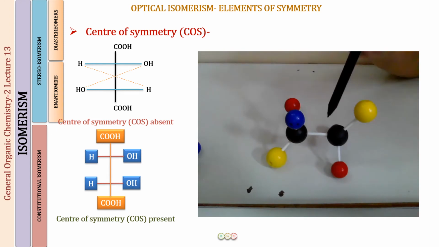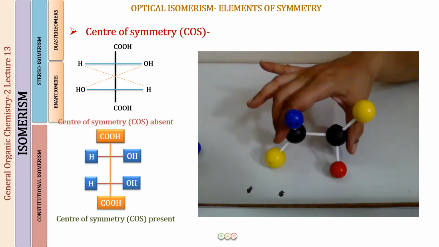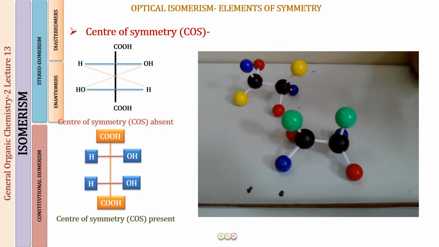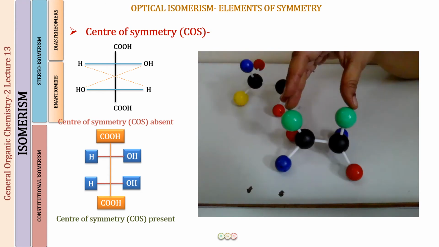So in this position of the molecule of mesotartaric acid, what you find is that a center of symmetry is going to be present in the molecule. Okay, so mesotartaric acid has a plane of symmetry as well as a center of symmetry, whereas this compound, which is tartaric acid, will have no plane of symmetry.